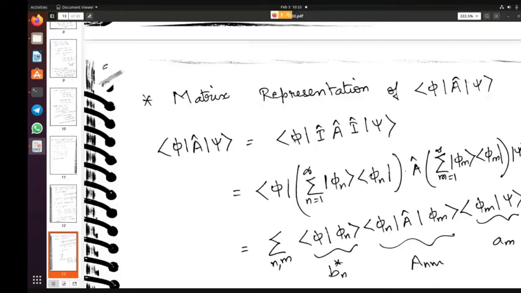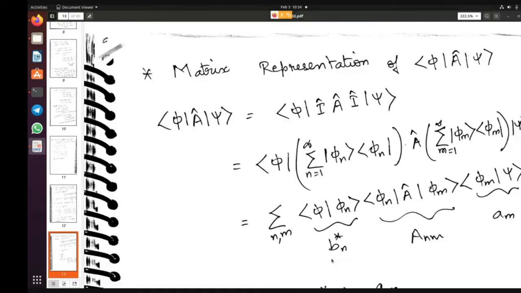So if you do this here, <phi|IAI|psi>, right? If you do this, this is going to be a number, but let's see what this turns out to be. So you have the summations, you can take them outside, right? So you have summation over n and m. Then you have the scalar product of phi with phi n. So <phi|phi n>, let's call it bn star, okay? Then you have <phi n|A|phi m>, let's call it A nm. Then you have <phi m|psi>. So let's call it am, okay?